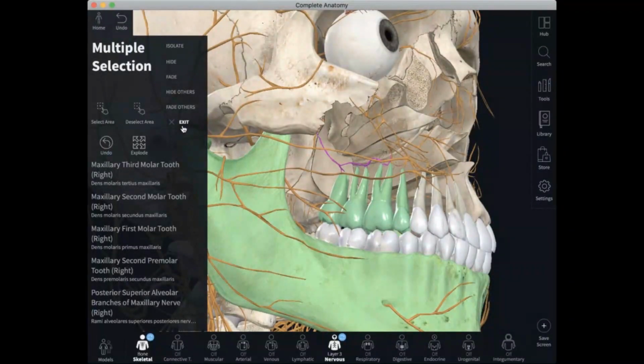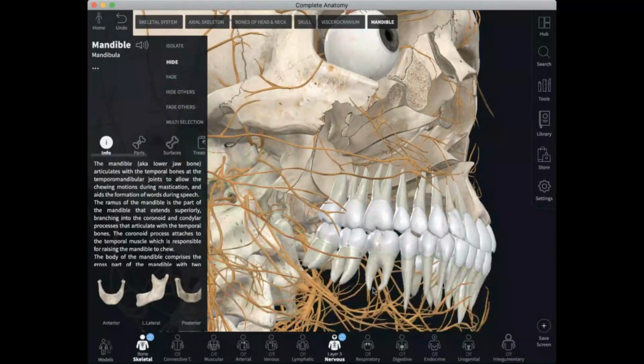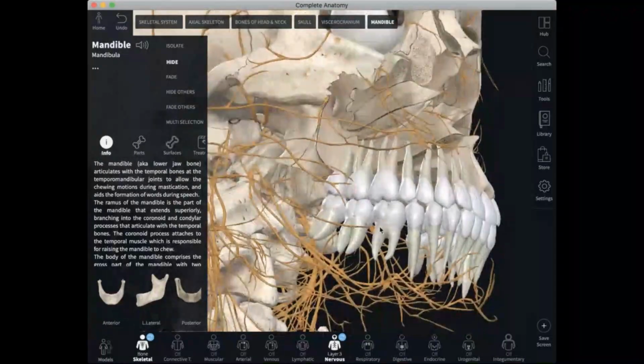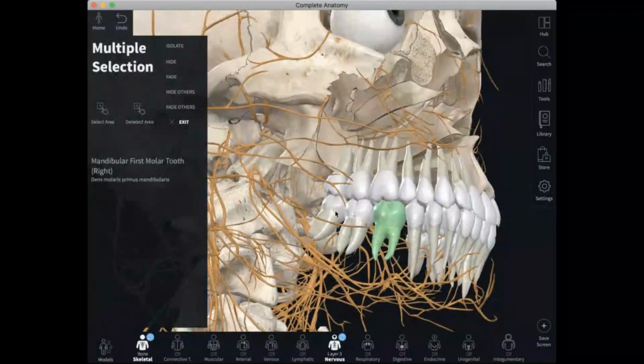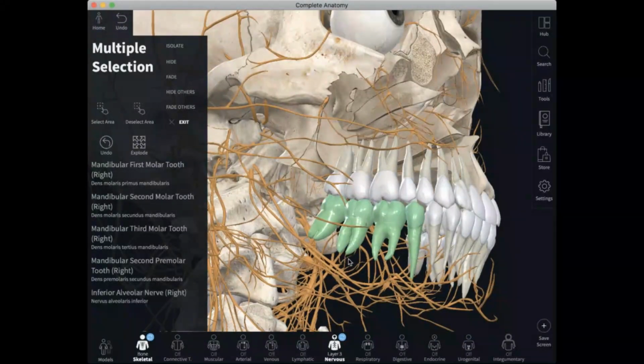And here I want to show you the mandibular nerve distribution also. You can see this is the dental premolar, premolar and canine tooth. And if you see in this place you have this.